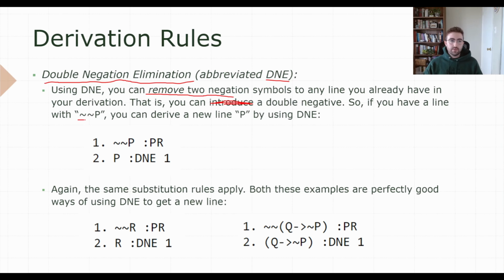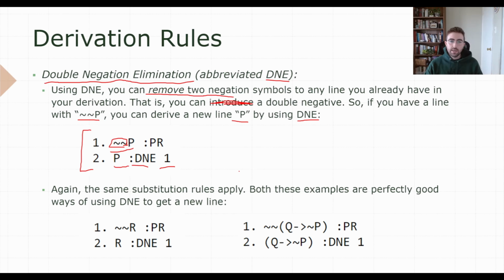So if you have a line with not not P, for example, you can derive a new line P by using DNE. So you see in this example, we have a line not not P, and then we get a new line, just P, by removing the two negations. So we did a double negation elimination. And we said what line we did that to. Well, line 1 had the double negation that we removed to get this new line. So we say we did it to line 1.